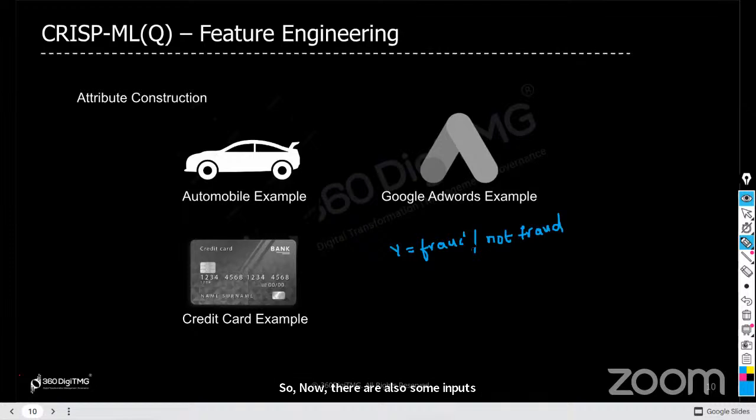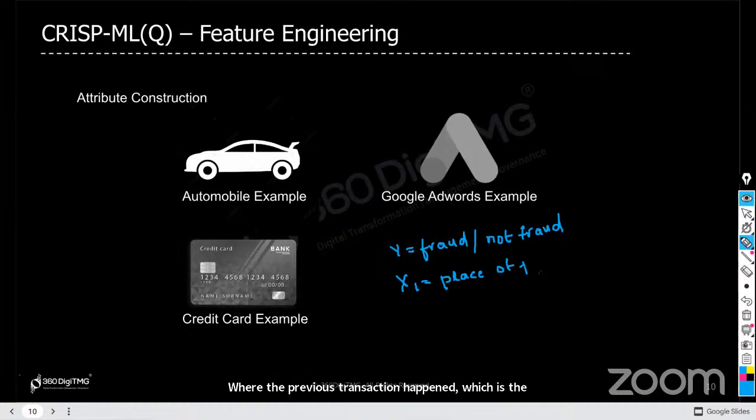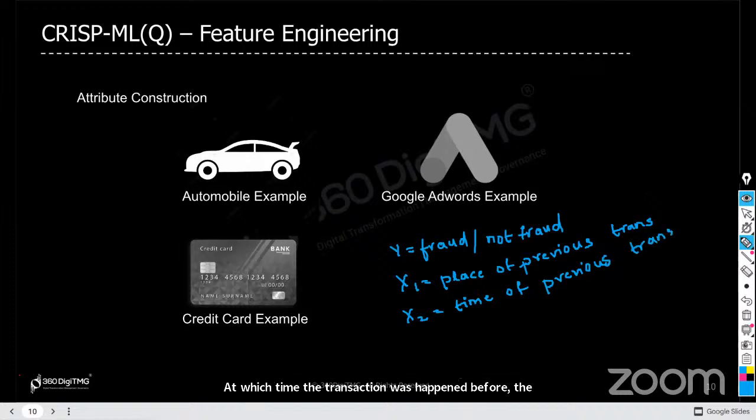Now, there are also some inputs present. What are those inputs? There is one input variable, which is the place of the previous transaction. And there is one more input variable, x2, which is the time of the previous transaction, at which time the transaction happened before. We can take any example. And there is one more input variable which is the place of the current transaction.